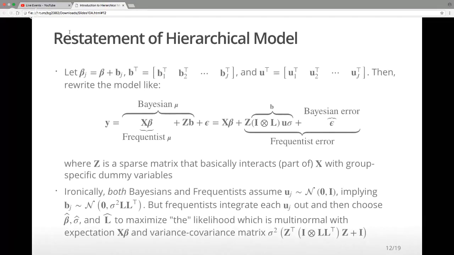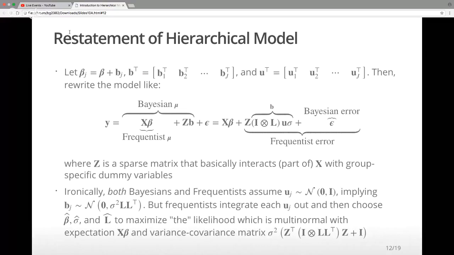So last thing today, I want to go through a restatement of hierarchical models in general. So when we think about the coefficients in the J group, before we would just have a single parameter that varied from one group to the next. But in general, the coefficients could vary from one group to the next.